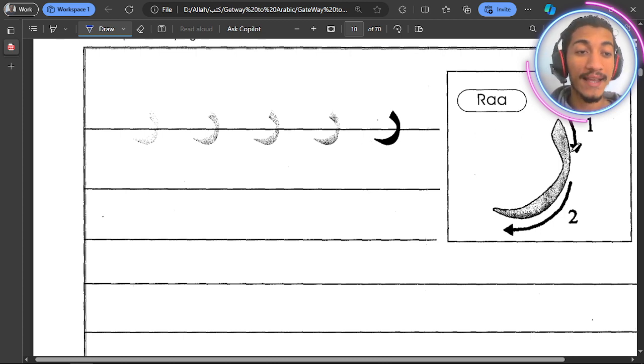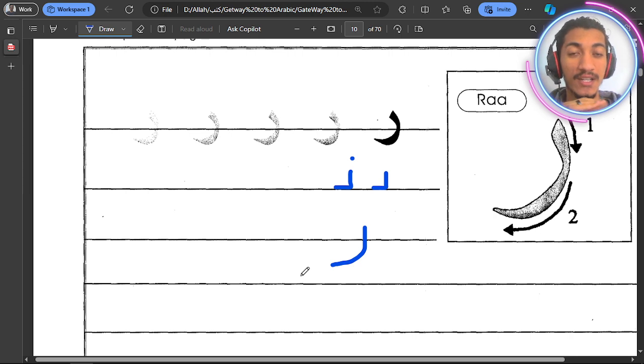And what does it look like? We can say it's like a crescent, the shape of the moon when it's a crescent, or also like a banana. But the main difference between dal that we did last time and this one is that ra goes down below the line. This is an important thing that we will talk about inshallah. This is ra. What is it? Ra. Yes, perfect. This is the letter ra and it goes down below the line.